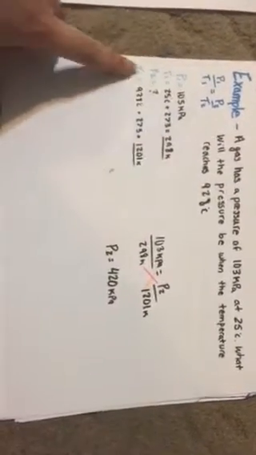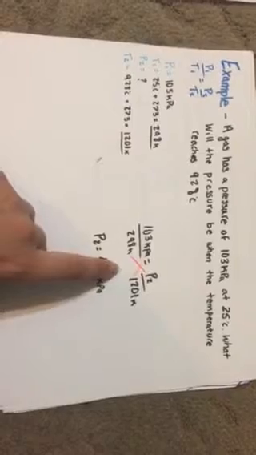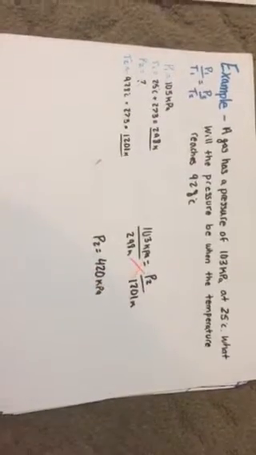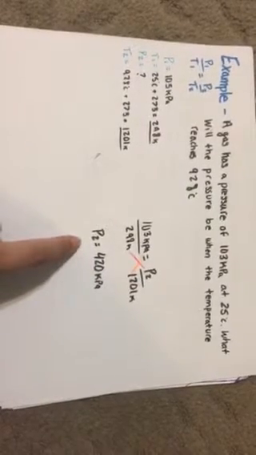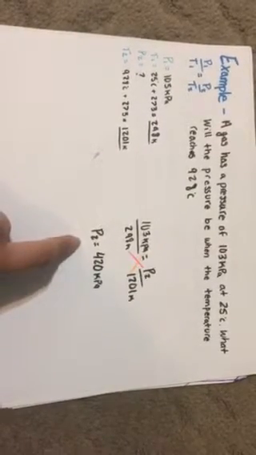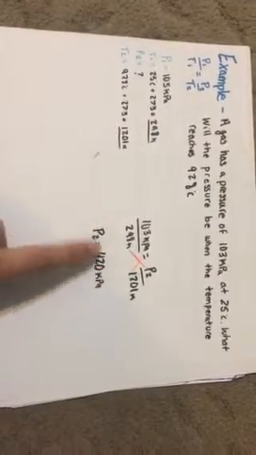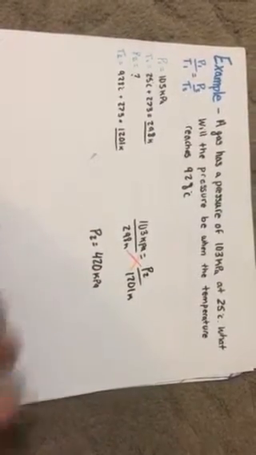An example: a gas has a pressure of 103 kPa at 25 degrees Celsius. What will the pressure be when the temperature reaches 928 degrees Celsius? Have your chart, plug in your variables. It makes it easier to write out the equation. So P1 over T1 equals P2 over T2, cross multiply, solve that, and then divide P2 on both sides. And then divide T2 on both sides, and that gives you P2 equals 420 kPa.